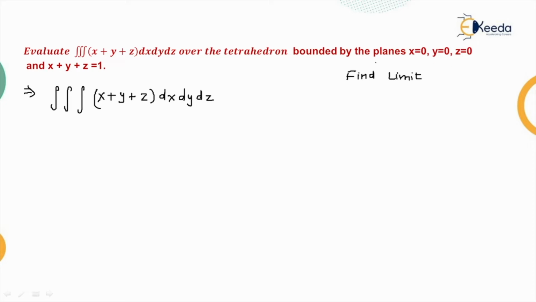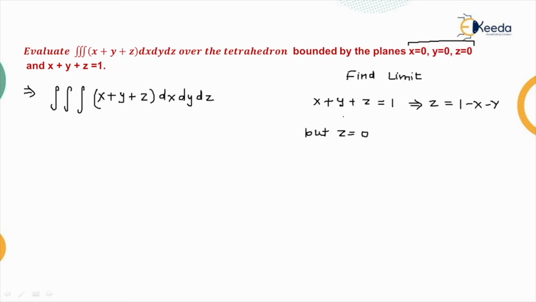So, find the limits. The one condition given to you is x plus y plus z equal to 1, which is the equation of a plane. From this equation I can easily calculate the value of z, which I can write as z equal to 1 minus x minus y. Am I right here? And in this condition, z equal to 0, because we have been given that x equal to 0, y equal to 0, z equal to 0, that are our initial conditions.